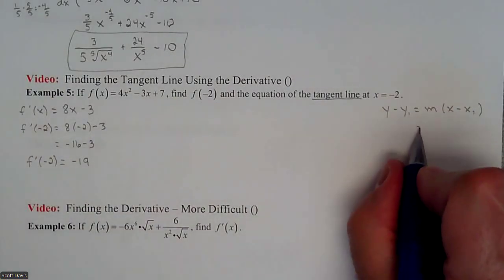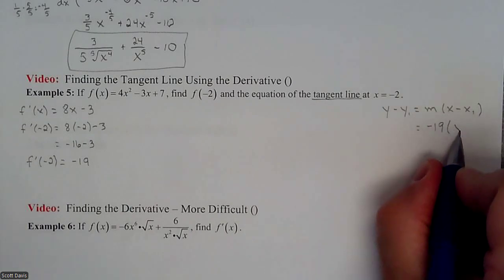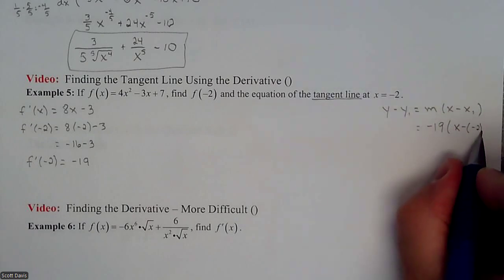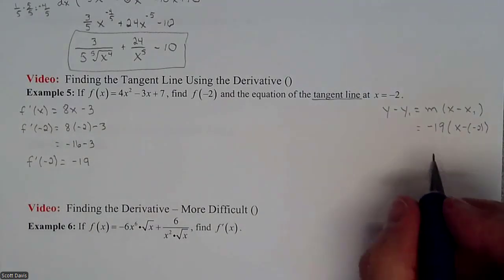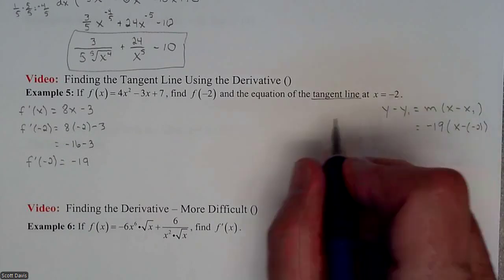So far, if I go back over here, I'm looking at a -19 for my slope, and then I'm doing an x minus my x1 of -2. I'll clean that up in a second. But what I'm missing is my y minus my y1. I don't know what the y value is that goes with this.